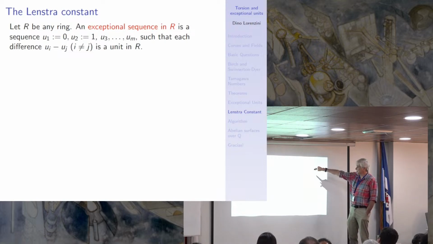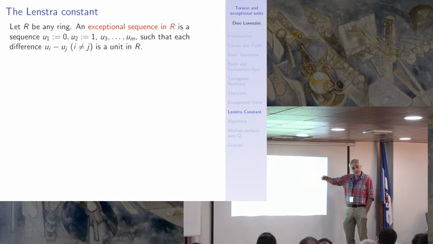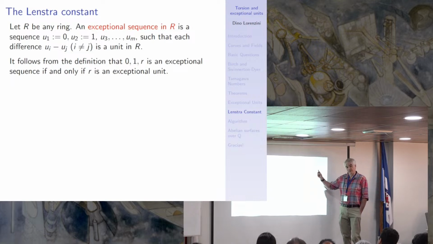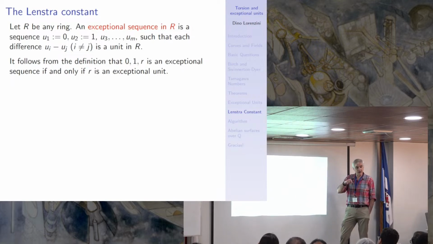Lenstra came up with this definition. In a ring, you call an exceptional sequence a sequence of elements of the ring. You start with 0, then 1, then u3 up to um, and you want every difference to be a unit, right? And if you look at the definition of an exceptional unit, this sequence 0, 1, r is exactly saying that r is an exceptional unit.